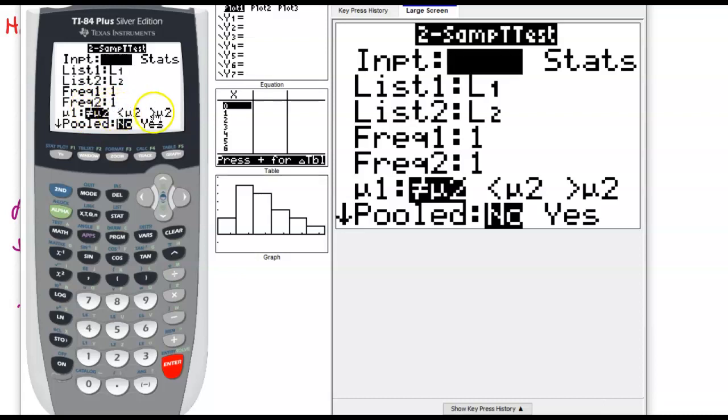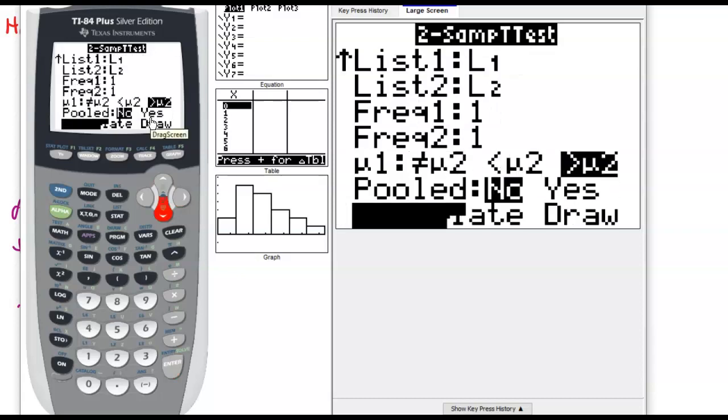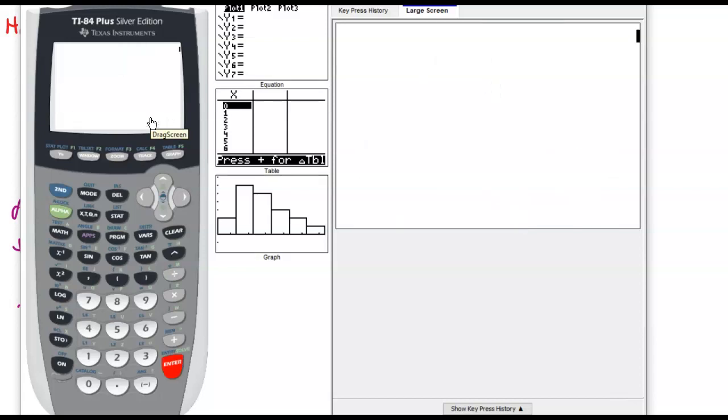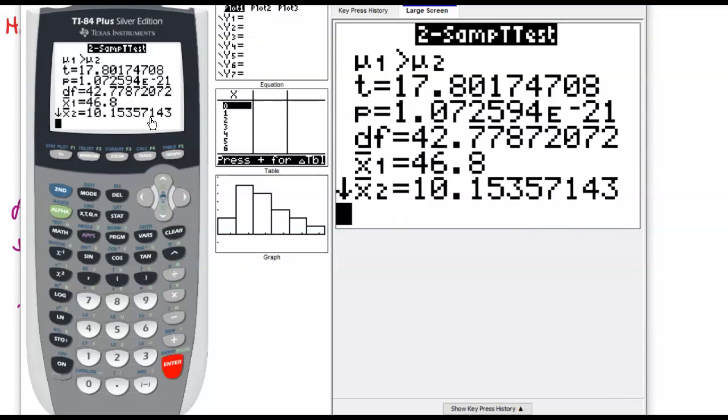If we changed it to greater than, we're still going to get a really small p, but it's going to be half as small, right? Because it was 2.14 and half of that is 1.07. So if you have a two-tailed test, when you're running your t-test using the calculator function, it will calculate the p-value correctly. All right, so now what we're going to do is a confidence interval.